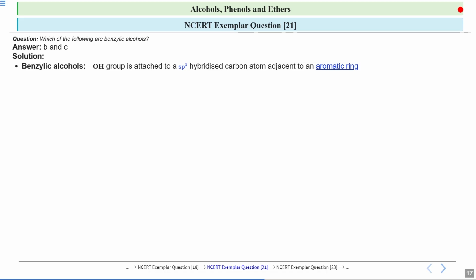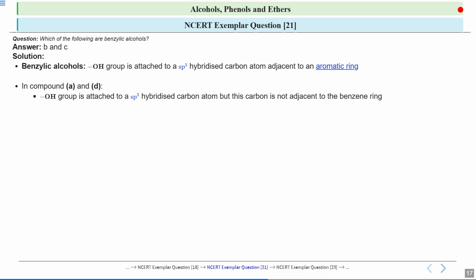So what is the main focus here? The carbon to which your OH group is attached is an sp3 hybridized carbon, and that carbon atom is adjacent to an aromatic ring. These two things you need to remember: it should be an sp3 hybridized carbon and that carbon should be adjacent to an aromatic ring. If we look at compounds A and D, the OH group is attached to an sp3 hybridized carbon. So the first condition is satisfied, but that carbon atom is not adjacent to the benzene ring.